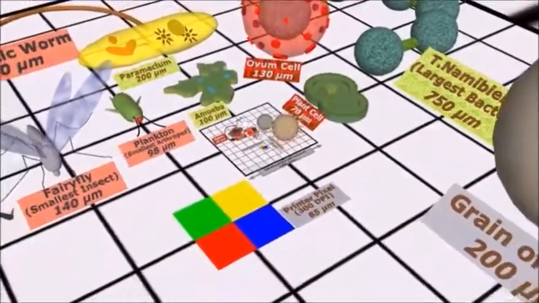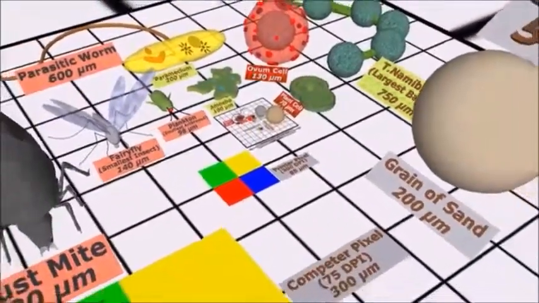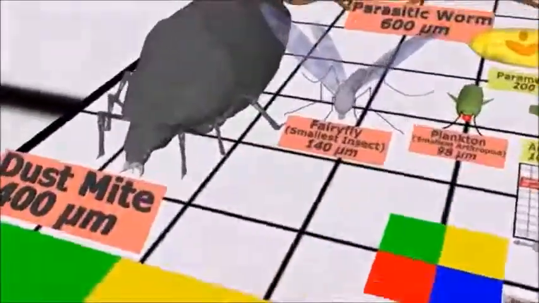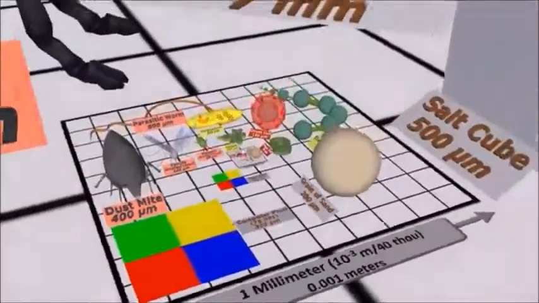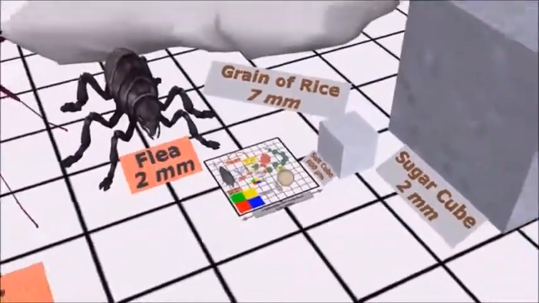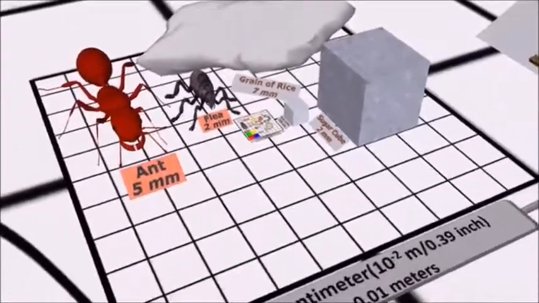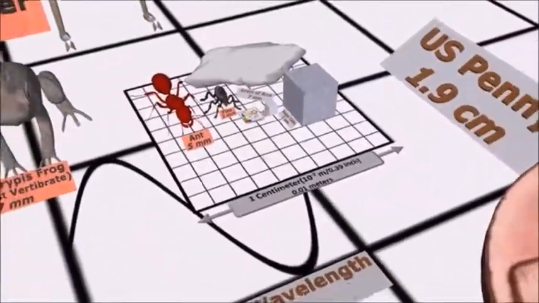We reach the landscape of some of the smallest animals. At this scale, even a flea looks like something straight off a horror movie. Ugh. A rice grain and an ant. We're getting more familiar.